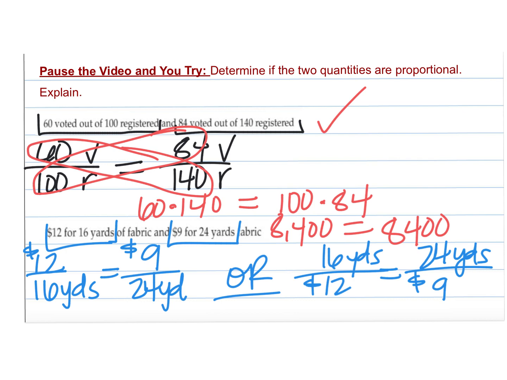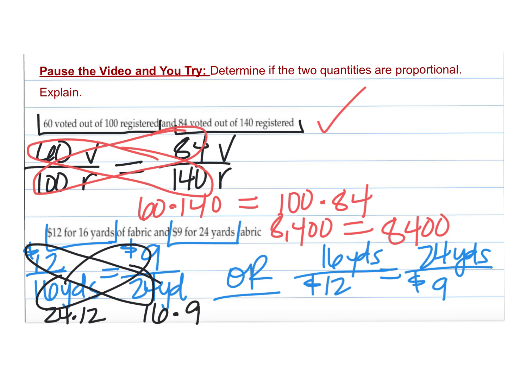So I want to know if they're proportionate, so I would do 24 times 12, and then I would do 16 times 9. 24 times 12 is 288. 16 times 9 is 144, so they are not proportional.